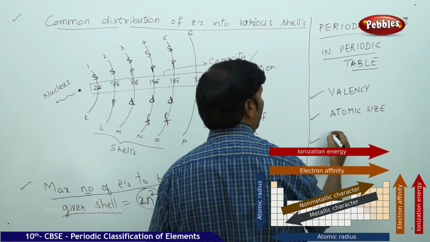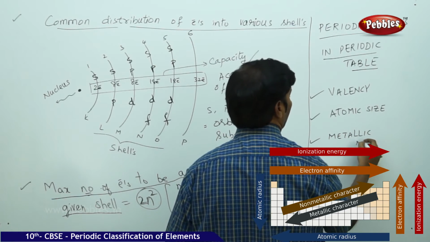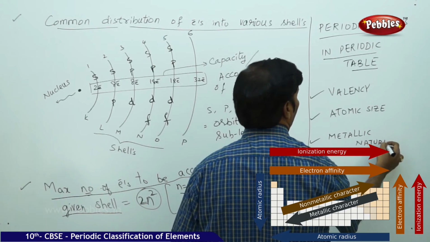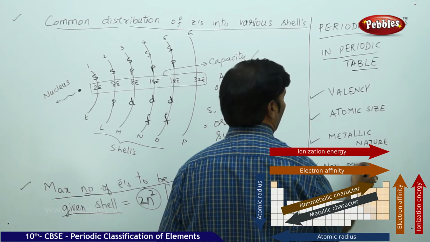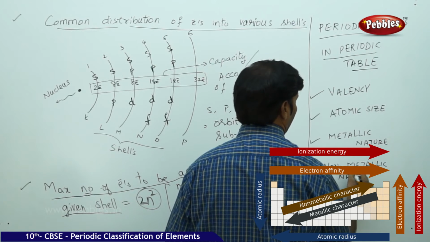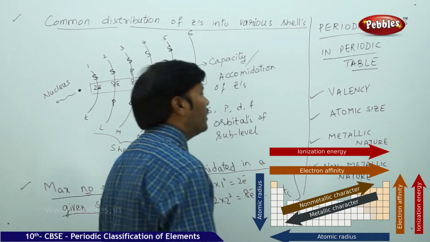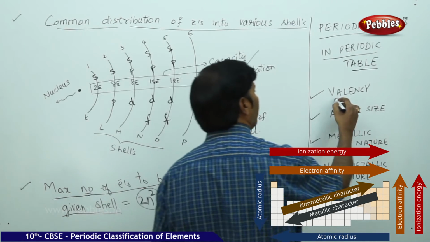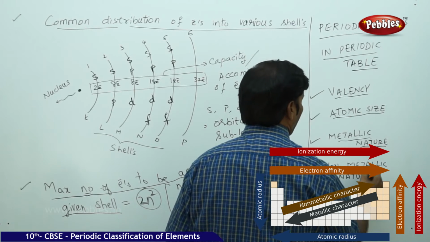Supposed to discuss about the metallic nature. Supposed to discuss about the non-metallic nature. So valency, atomic size, metallic nature, and non-metallic nature.